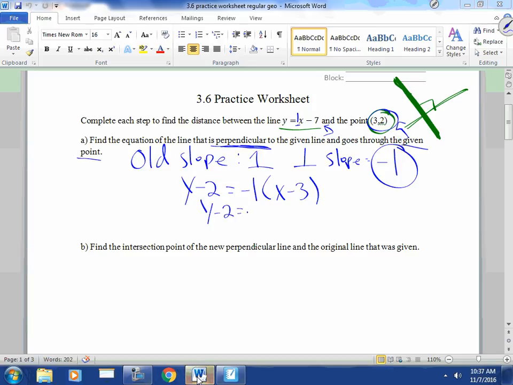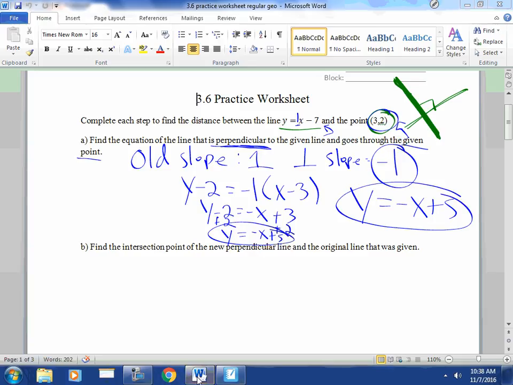We'll turn that into y equals mx plus b by distributing our negative, and then we're going to add 2 to both sides, and I'll get my new equation, y equals negative x plus 5. That is the first of our 3 steps in this problem. Our new equation is y equals negative x plus 5. There's the equation of the line that's perpendicular to the given line through the given point. So we just found this equation, all right? This equation that goes through that point that's perpendicular.